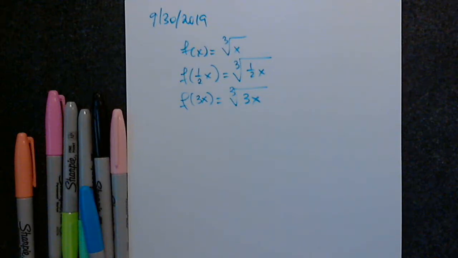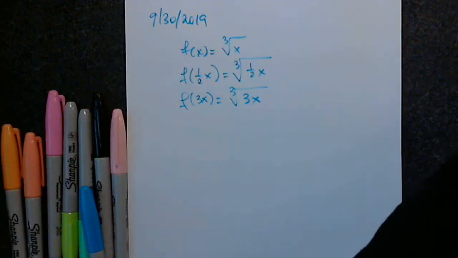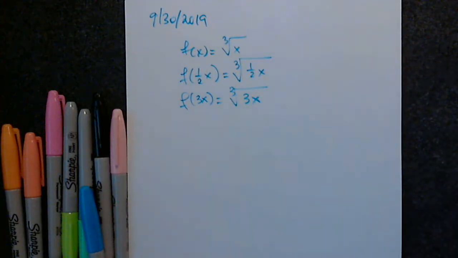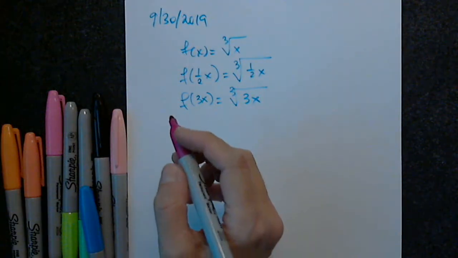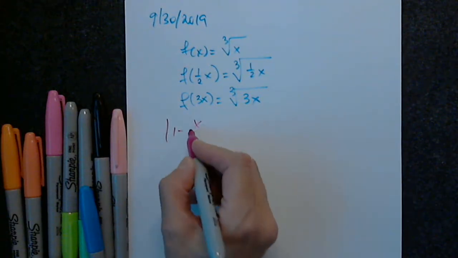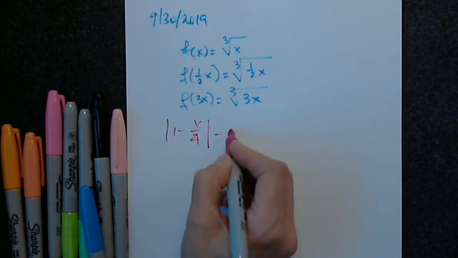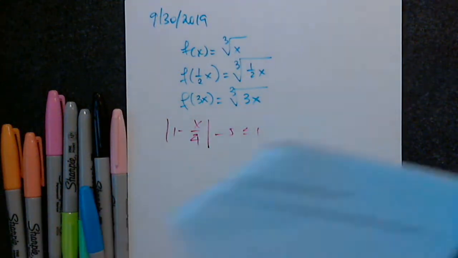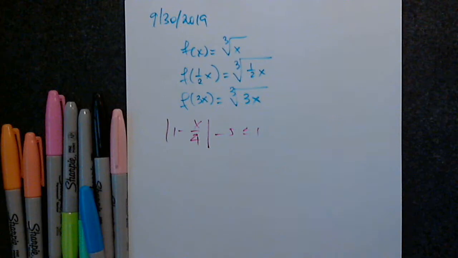Absolute value, 1 minus x over 4. I'm not sure what you're saying. Oh, can I see this one over here? Okay, so you're trying to... did you look at the solutions? No, I've just been going through it. Yeah, okay, so that's fine. So we have 1 minus x divided by 4 in absolute value, minus 5, less than or equal to 1. So we want to go back to our test.